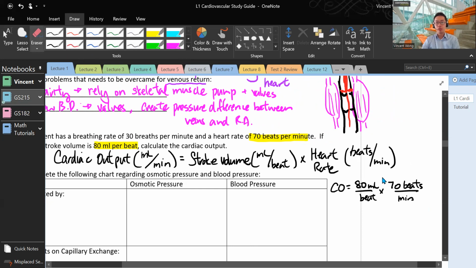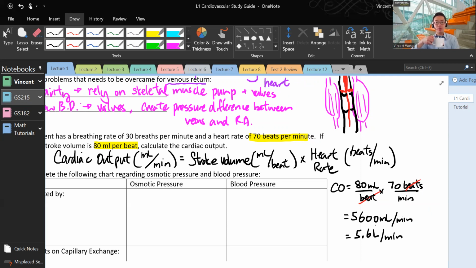And I'm sure you learned this in math class. You can reduce it if it's the same. So 80 times 70 is 5,600 milliliters per minute, or 5.6 liters per minute. Okay, there are 1,000 milliliters in a liter. So that's how you do something like this. It's probably going to be one calculation question on the quiz, so make sure you know how to do it. I think it's pretty straightforward, right? You just multiply them together.